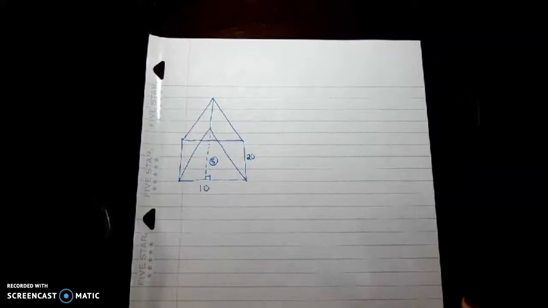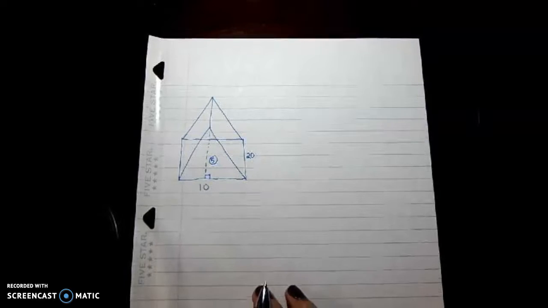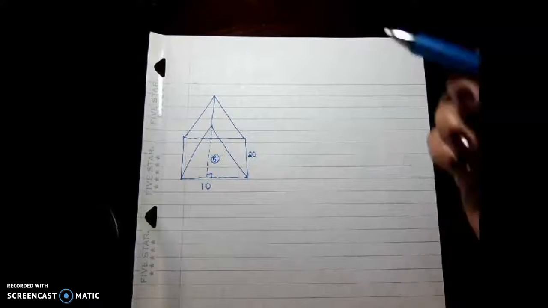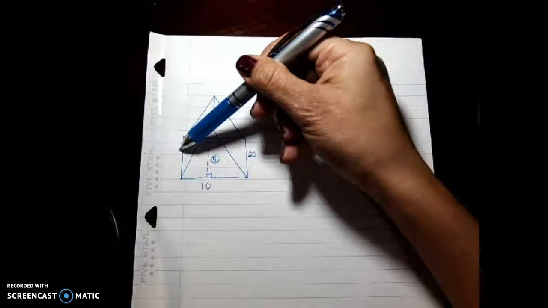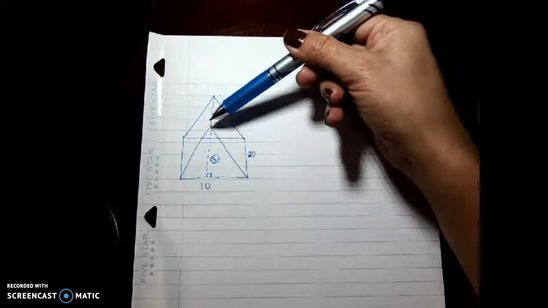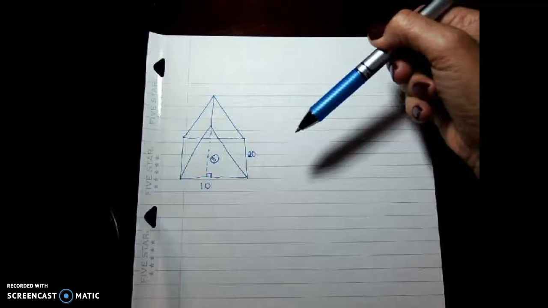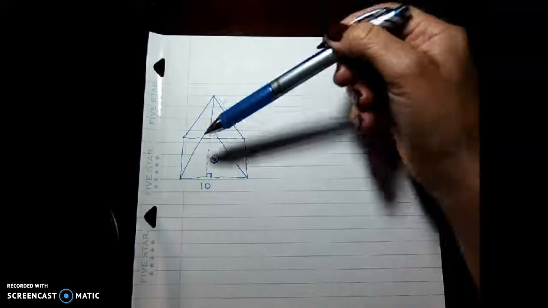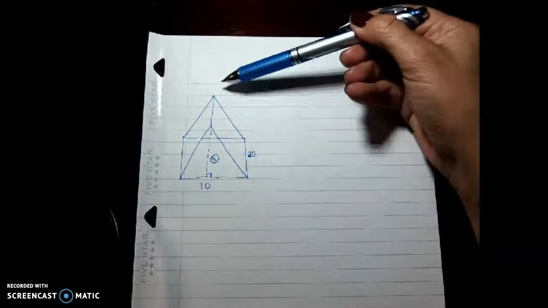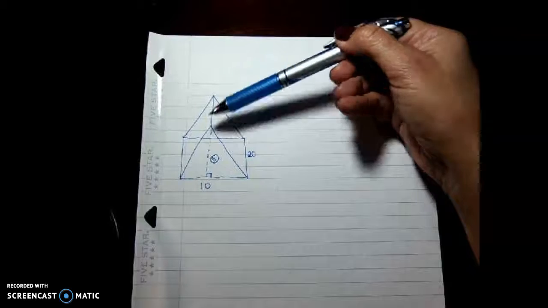Alright, today we're going to start the surface area of triangular prisms. That means it's what wraps around a triangular prism. Okay? The lateral surface area is basically the rectangle parts of the triangular prism. The total surface area is the rectangle parts plus the triangle's bases.